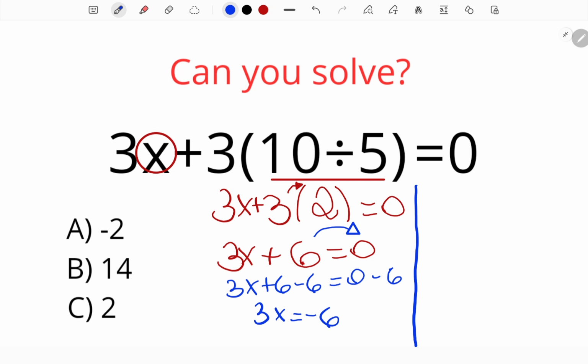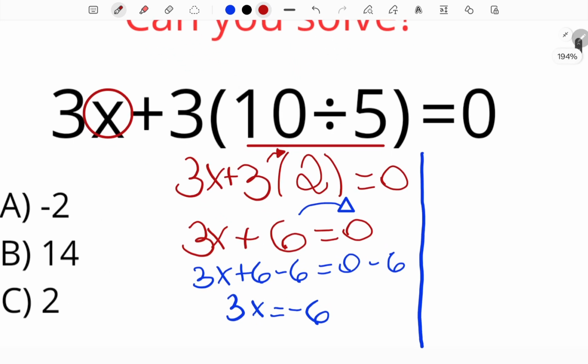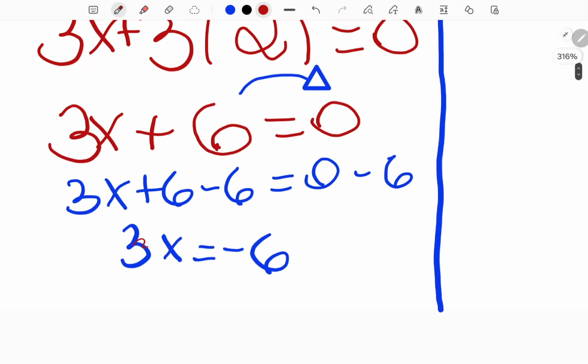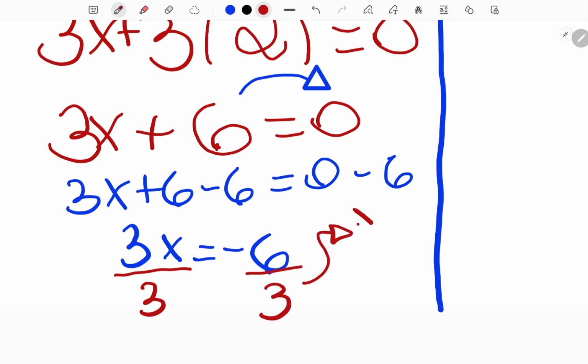To isolate x, we need to divide both sides of the equation by the coefficient of x, which is 3. Let's divide 3x by 3 and negative 6 by 3. This gives us x equals negative 2.